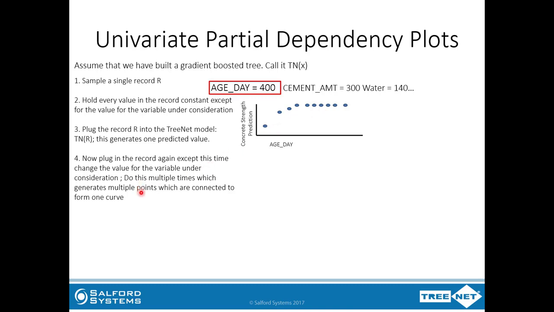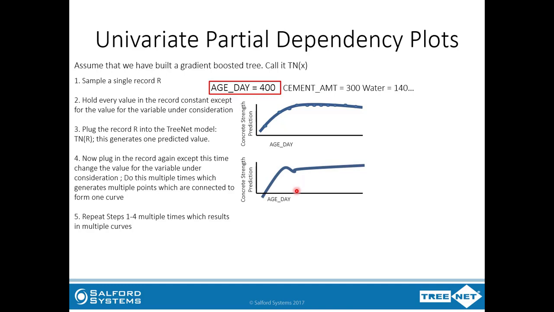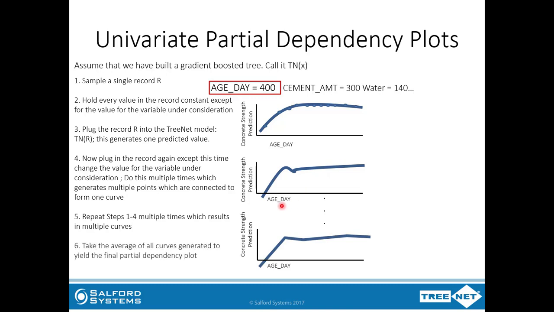And then you just connect all these points, and that forms one curve. And now what you do is you repeat steps 1 through 4 multiple times, which results in multiple curves. So take a new record and plug it in, and then keep changing the value for the age day variable, and that's going to give you another curve. And then just keep doing this. Now what you do is you just take the average of all the curves generated to yield the final partial dependency plot, which is here.